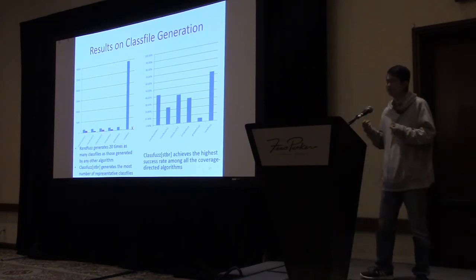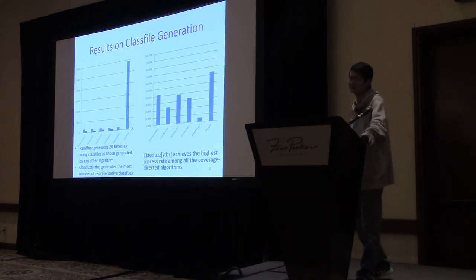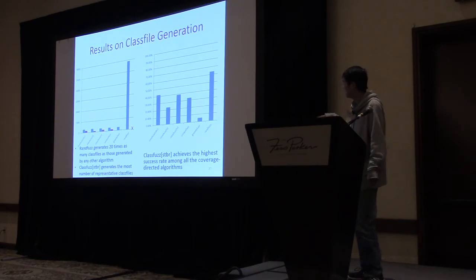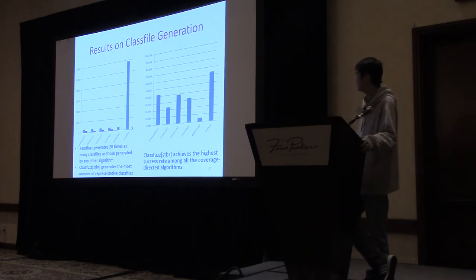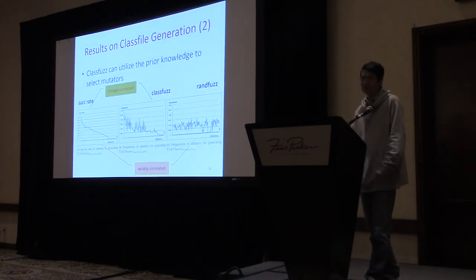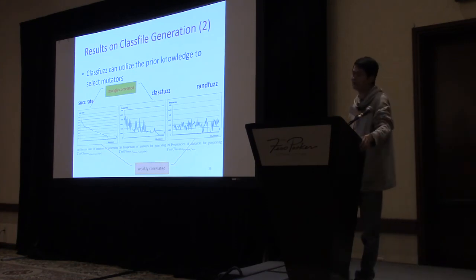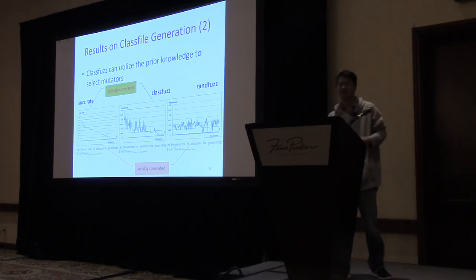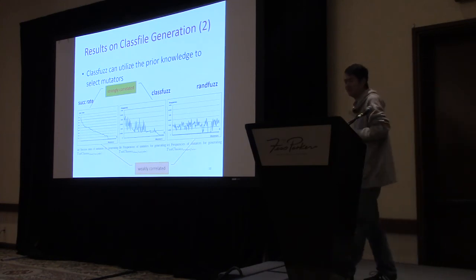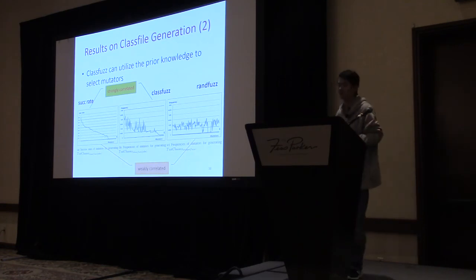Our algorithm generates the most representative class files and achieves the highest success rate among the coverage-directed algorithms. And the success rate ranges from 5% to 63%. In the guided algorithms, it achieves the highest success rate. It can utilize the prior knowledge to select mutators. Although mutator selection does not very strictly follow the geometric distribution because the iterations are insufficient, it clearly agrees with the proposition: the higher the success rate of a mutator, the more frequently the mutator is selected.